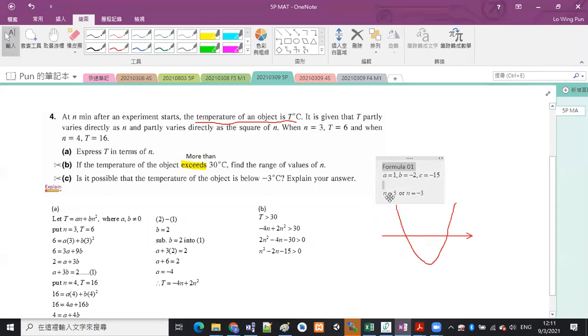And then, so we have 2 points here. The smaller point, I mean the point on the left should be smaller number, that is -3. And then the point on the right should represent the larger number. So that should be +5. Okay? And then we have 3 parts.